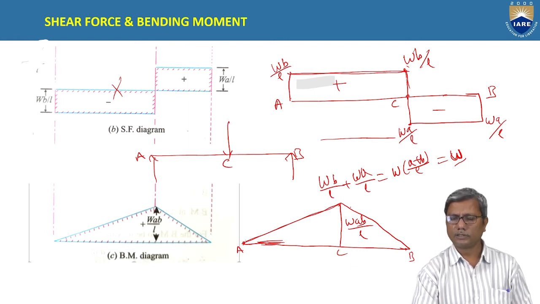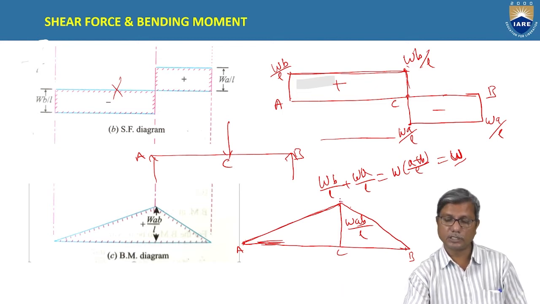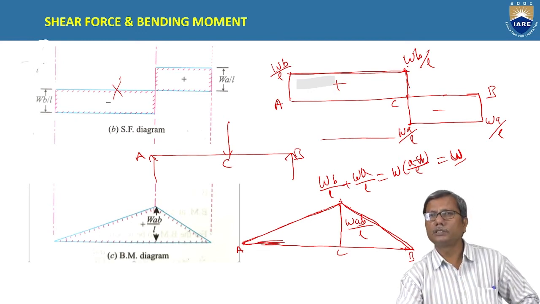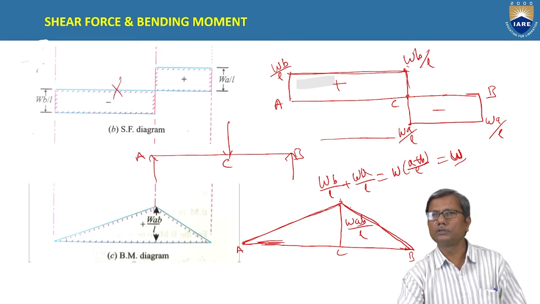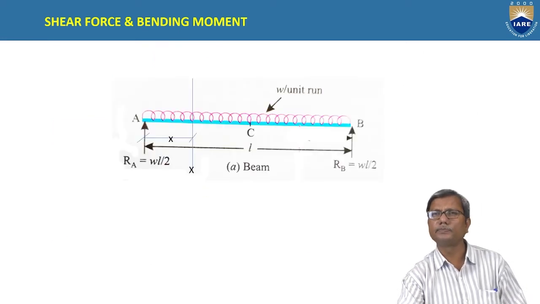That means between A and C, the bending moment varies linearly. Similarly, between B and C also, it varies linearly. That means it is a straight line. It depends on x. Y is equal to some constant into x. That is the equation for bending moment. Is this clear? These are the points to be remembered.